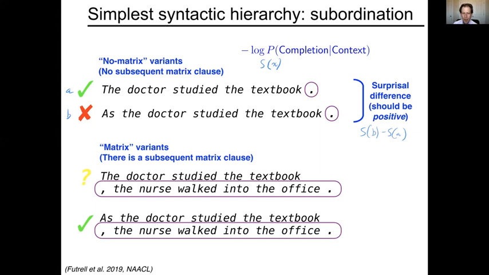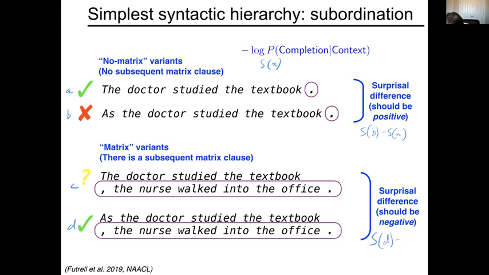because the human-like model should be more surprised for the sentence to suddenly end after "as the doctor studied the textbook" than it would be for the sentence to suddenly end after "the doctor studied the textbook." So a human-like model will have a positive surprisal differential for B minus A. In contrast, for the matrix variants, the surprisal differential should go in the opposite way. If I call these C and D, then the surprisal of D minus C should be negative, because C is more surprising than D.